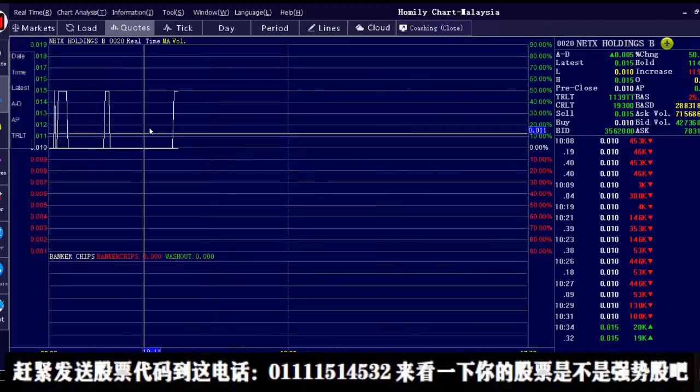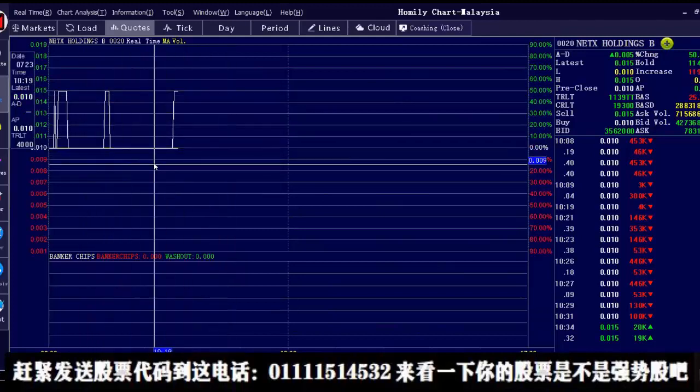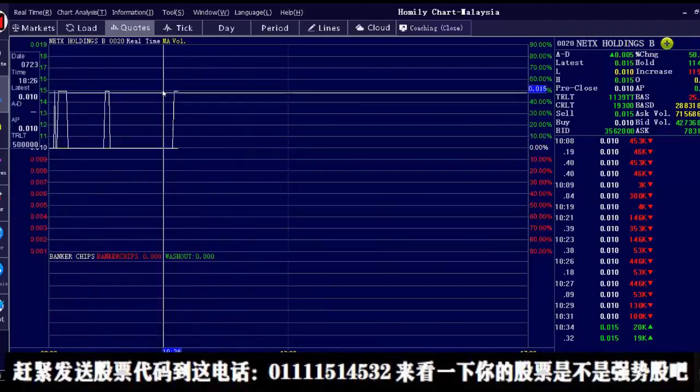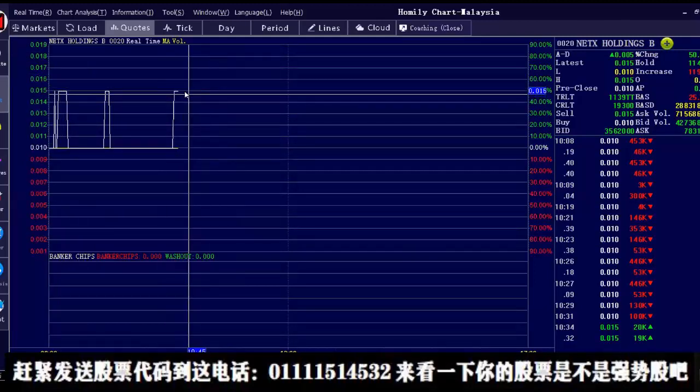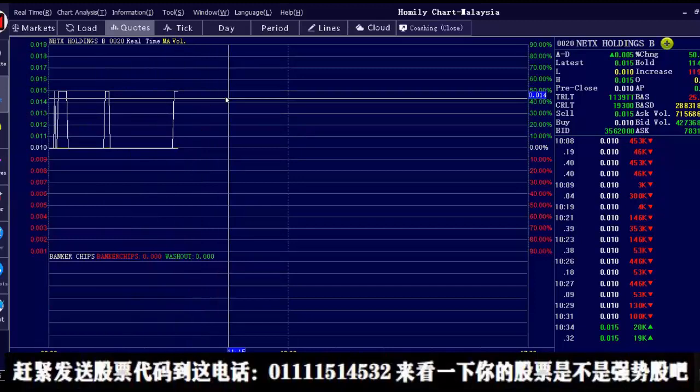First you go to this tick chart. If the tick chart goes up and down on a sideways range like this, we call it the perfect sideways. Such a chart pattern we call an inactive chart. We cannot focus on it. We cannot trade such shares. We go to the next one.